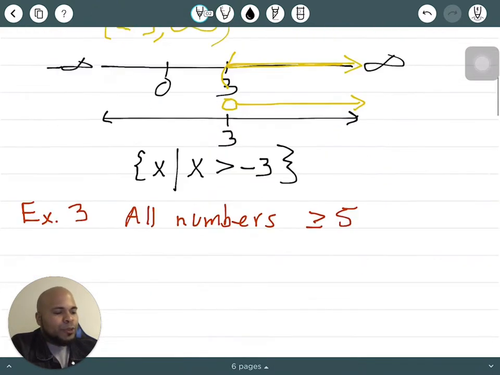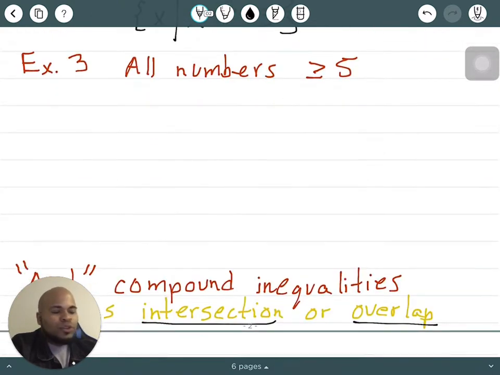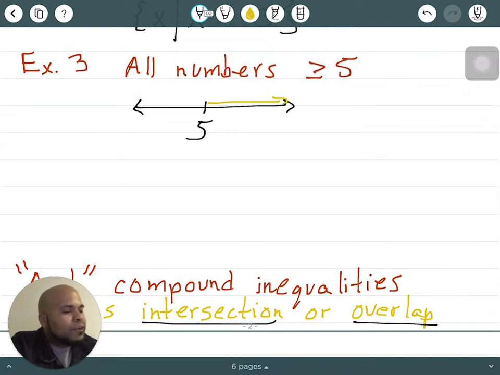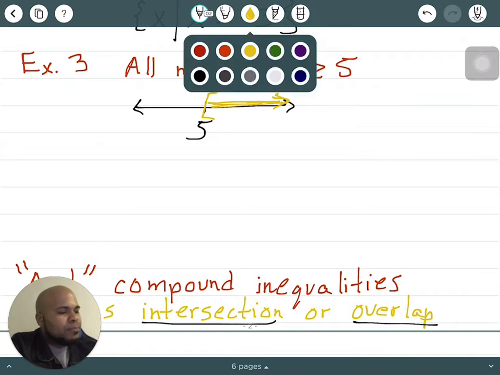Let's do example 3. All numbers greater than or equal to 5. I encourage you to try it. Maybe you could try it, all right? I'm going to graph this first. I'm going to do this a little bit different because maybe it helps you graph it first, right? 5. Try to get it before me. Am I going to go to the right or to the left of 5? Well, I'm obviously going to go to the right of 5, okay, because this is greater than. And then because it says equal to, I'm going to use a bracket, okay?